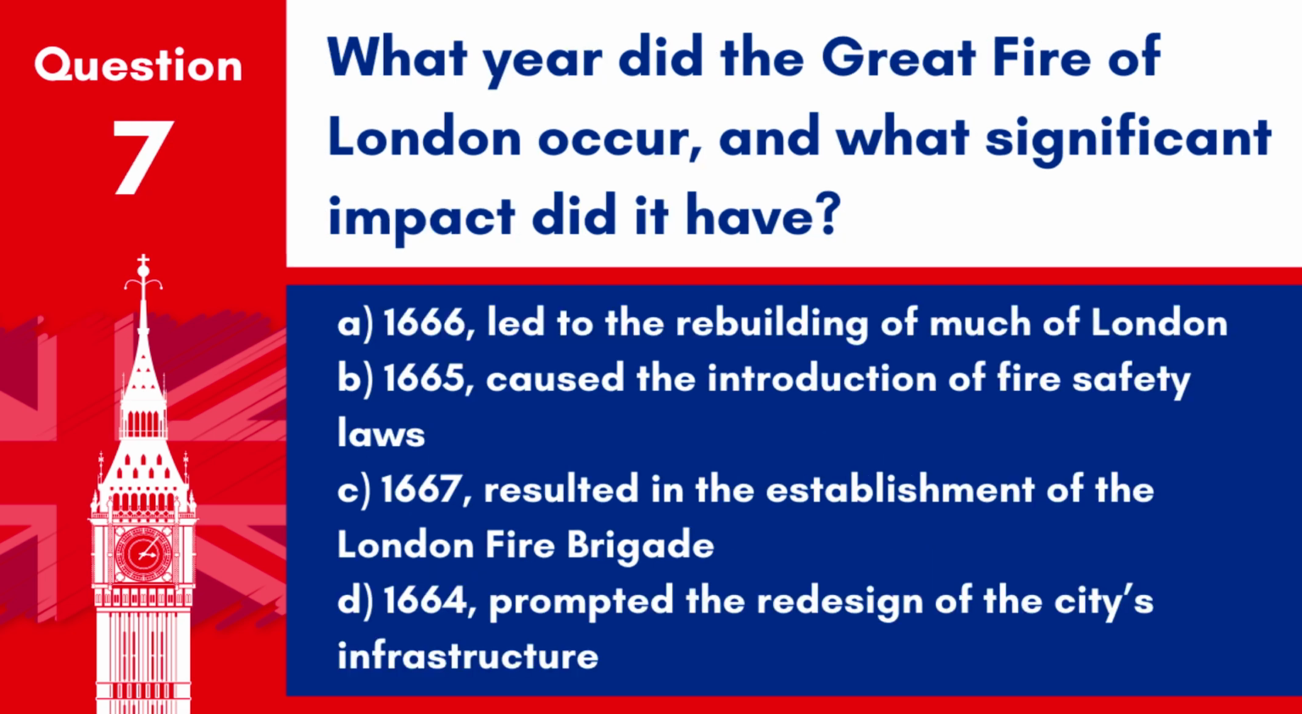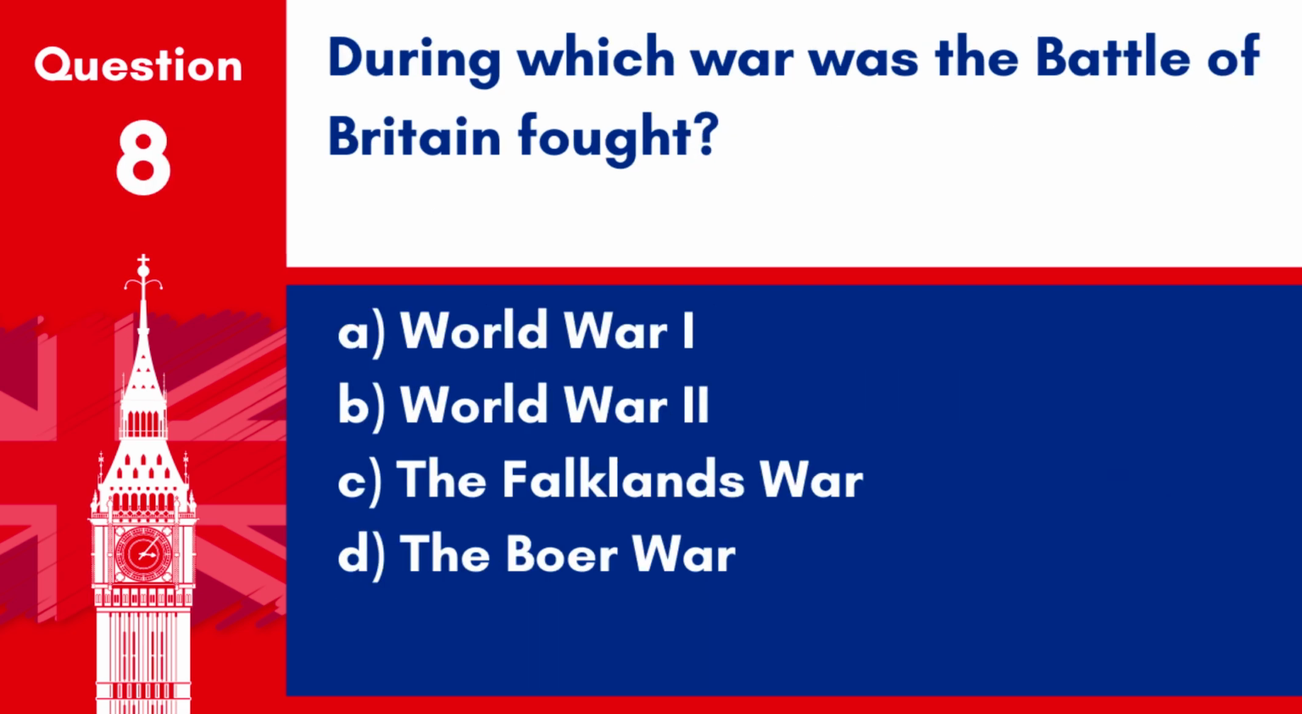Question 7. What year did the Great Fire of London occur, and what significant impact did it have? A. 1666, led to the rebuilding of much of London. B. 1665, caused the introduction of fire safety laws. C. 1667, resulted in the establishment of the London Fire Brigade. D. 1664, prompted the redesign of the city's infrastructure. Answer. A. 1666, led to the rebuilding of much of London. The Great Fire of London occurred in 1666 and had a significant impact by leading to the rebuilding of much of the city.